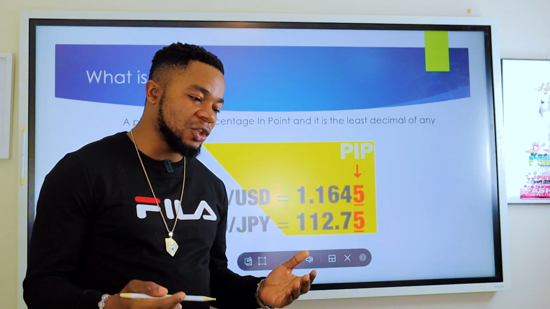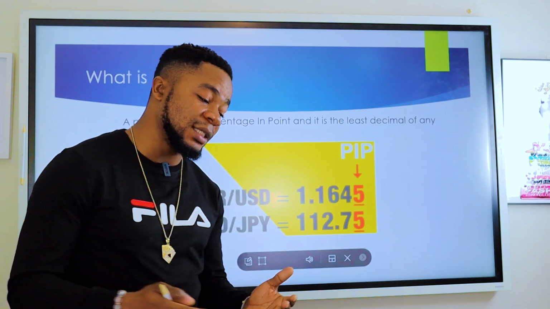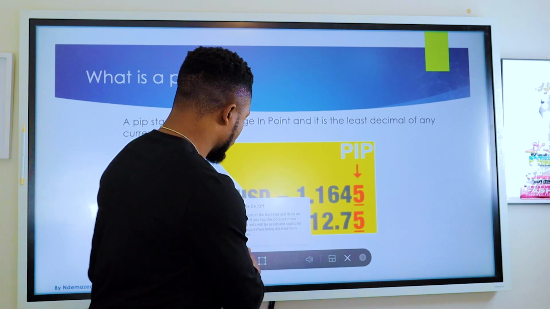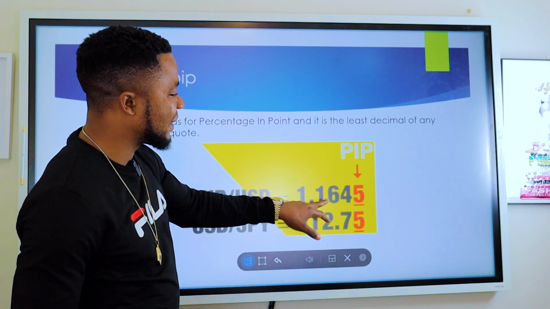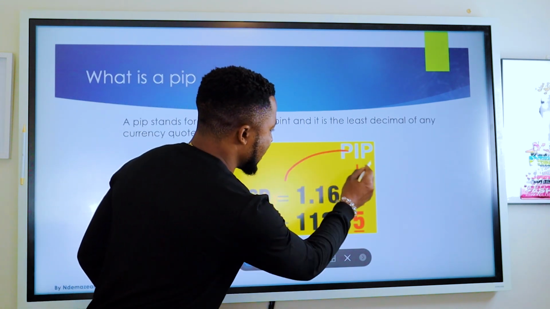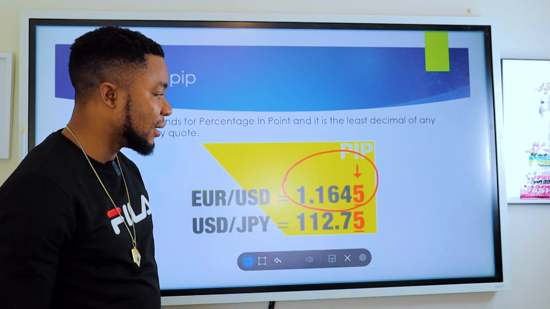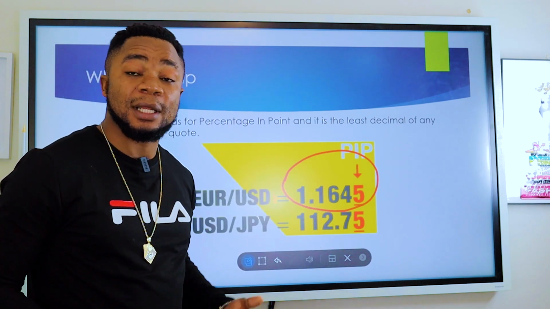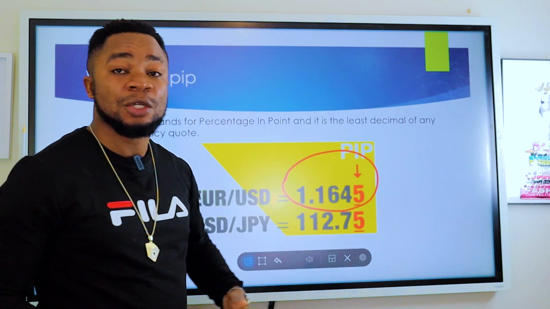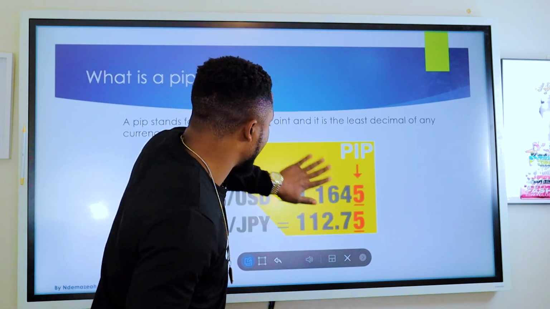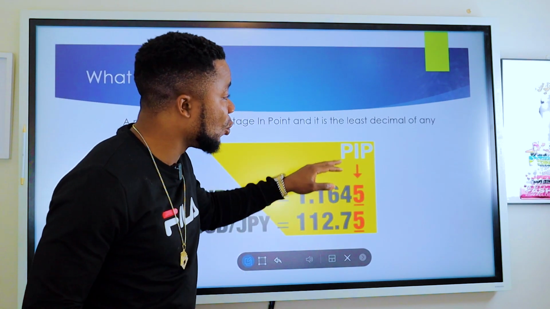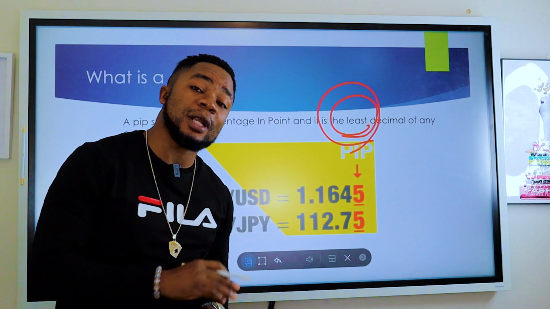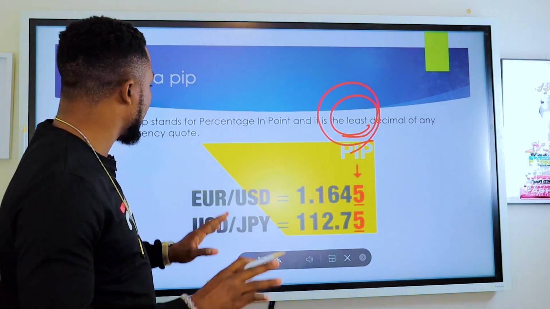For example, we mentioned earlier that if you take something like EUR/USD, they might write the quote like 1.1645. This is the quote between EUR/USD. On this quote, which of these digits do you call the PIP? According to our definition, a PIP stands for percentage in point, which is the least decimal of any currency quote.